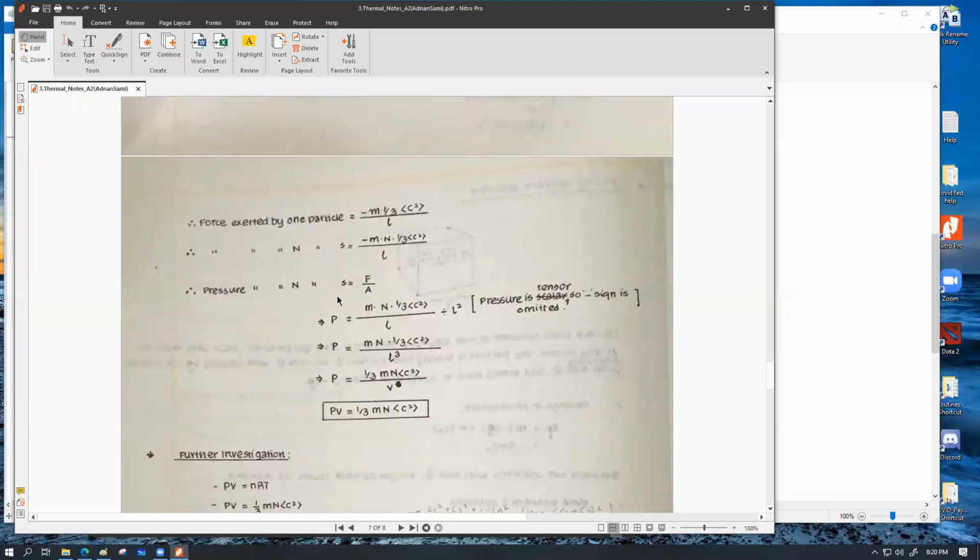So pressure exerted by n particles equals F by A, which means pressure equals this whole thing divided by L square. Now pressure is a tensor, so the minus sign is omitted. Now tensor, do you guys understand what a tensor is?